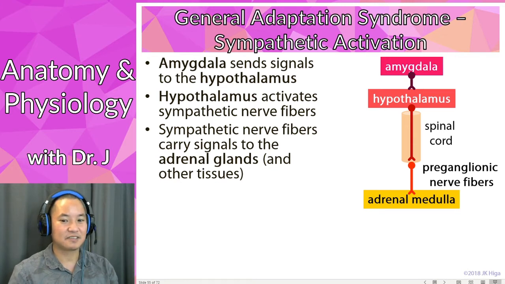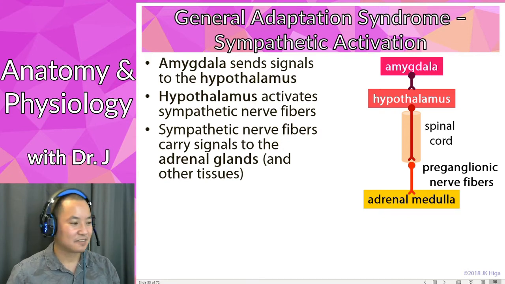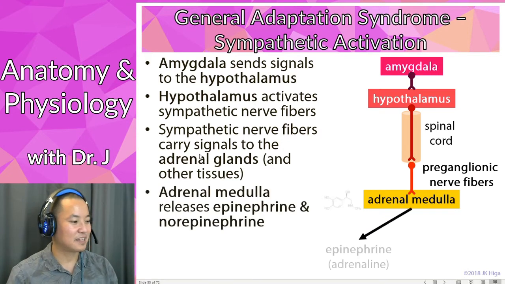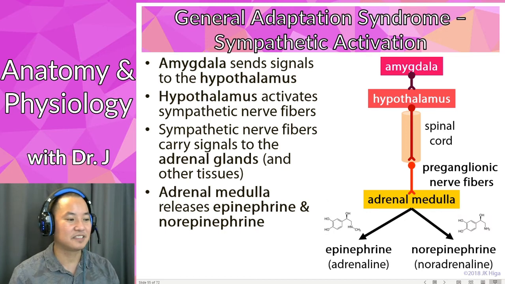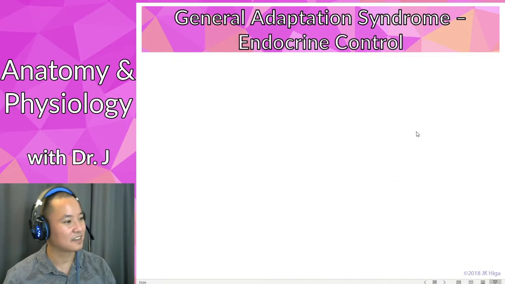They lead to many tissues, but for the adrenal gland, it's going to go to this part we call the adrenal medulla, and sometimes people call it the medulla, tomato, just know how it's spelled. In response to these nerves activating the adrenal medulla, it's going to secrete epinephrine and norepinephrine. Or again, in the UK or Australia, they like to say adrenaline and noradrenaline. Same chemical, just different names depending on region.